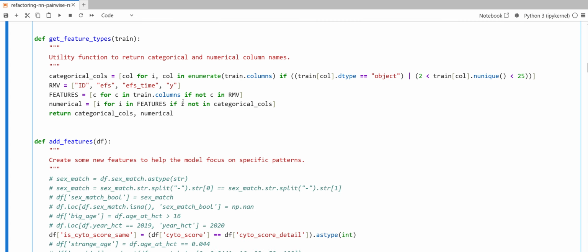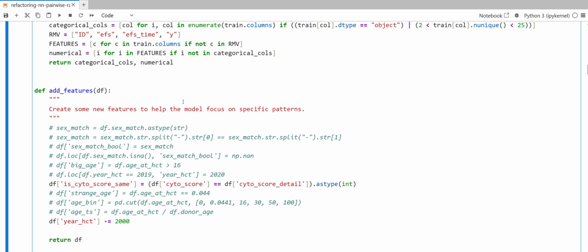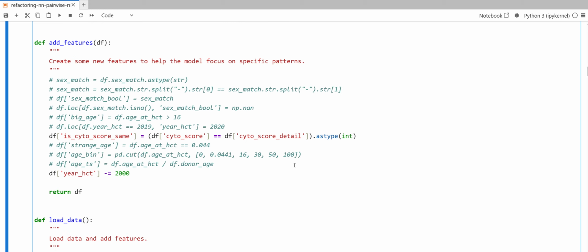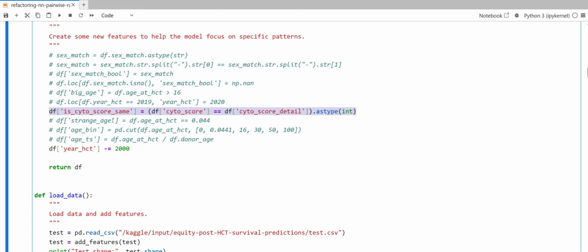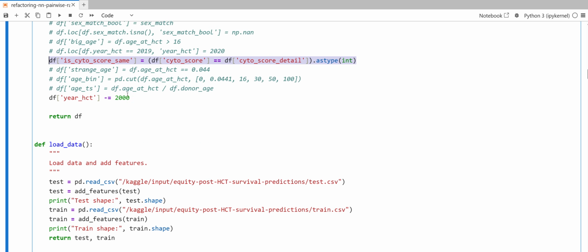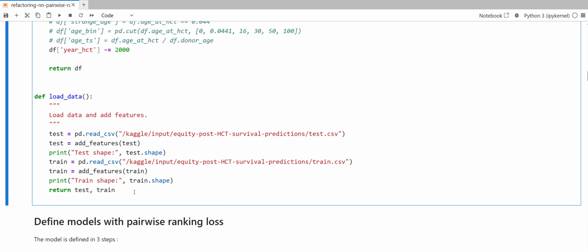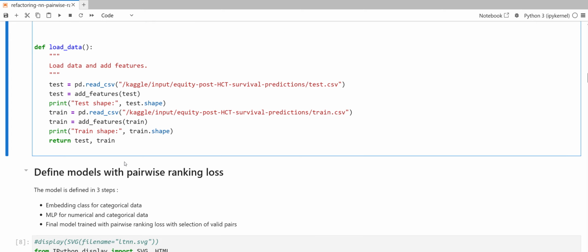addFeatures. This is where things get creative. The author is actually making up new features from the existing ones. For example, there's cyto_score_same, which checks if 2 related columns have the same value. These engineered features can help the model pick up on patterns it might otherwise miss. loadData, just a simple function to load in our data files, CSVs, and then add those awesome new features we just talked about.